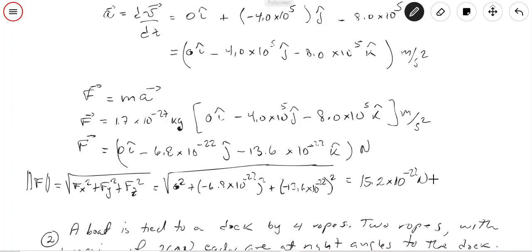Well, basically, this will be 15 times 10 to the power of negative 22 newtons, or 15.0 or 15.2 is going to be okay. So this is the magnitude of the force acting on this proton that is moving in an electric field. So we found the equation for the force, and we found the magnitude of that force.